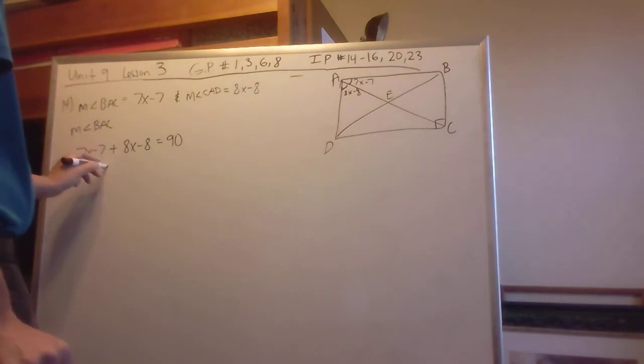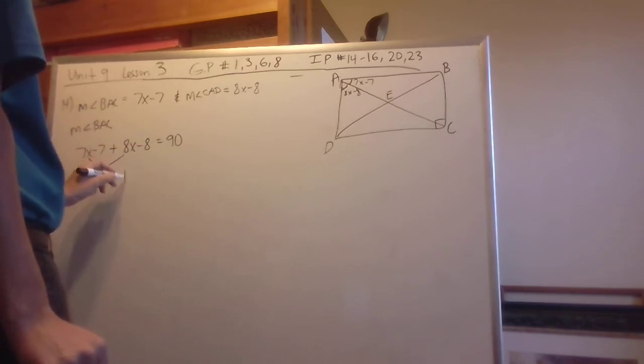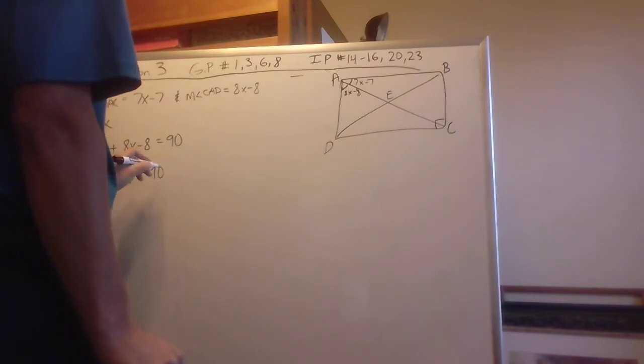Combining like terms, 7x plus 8x is 15x. Negative 8 plus negative 7 is going to be negative 15 equals 90. So then we're going to have 15x minus 15 equals 90. We're going to add 15. So 15x equals 105. We're going to divide by 15, and I believe that is 7. So x is going to equal 7.